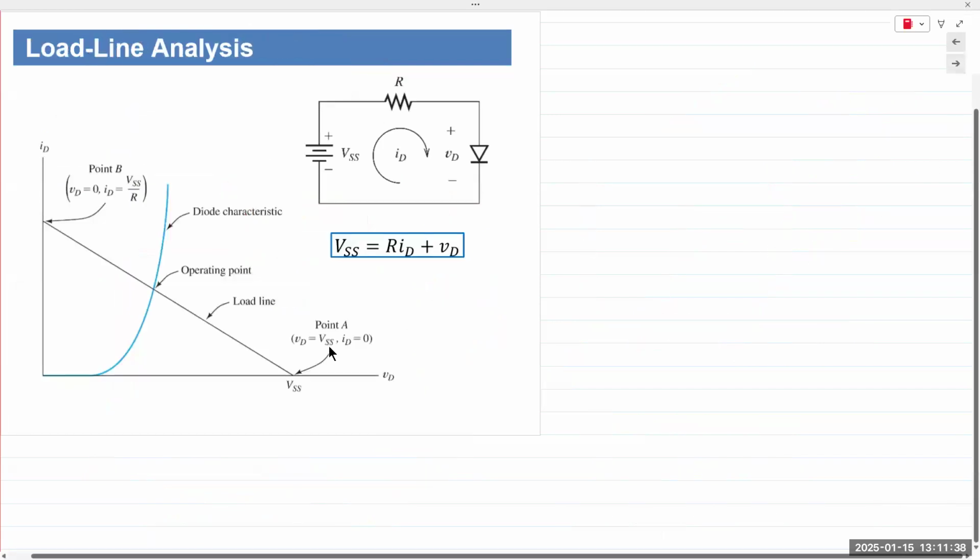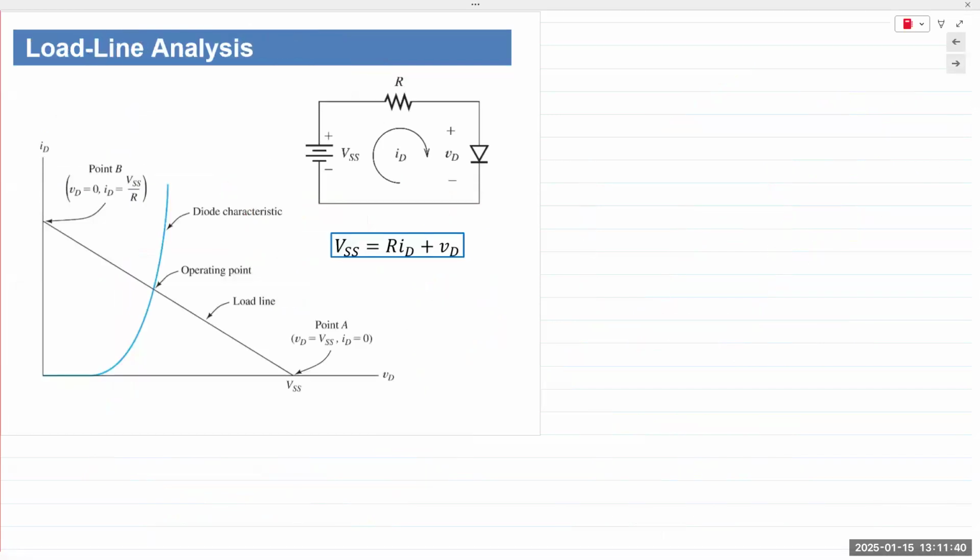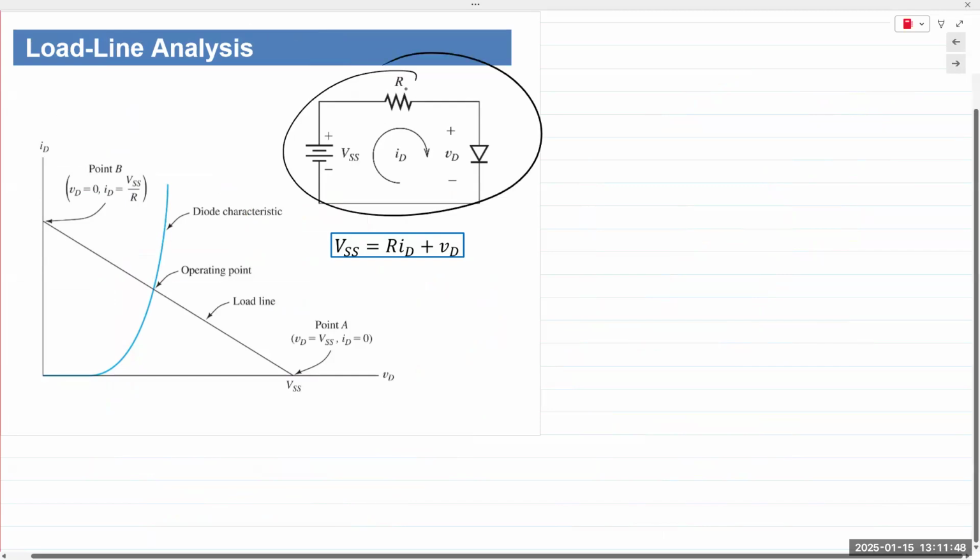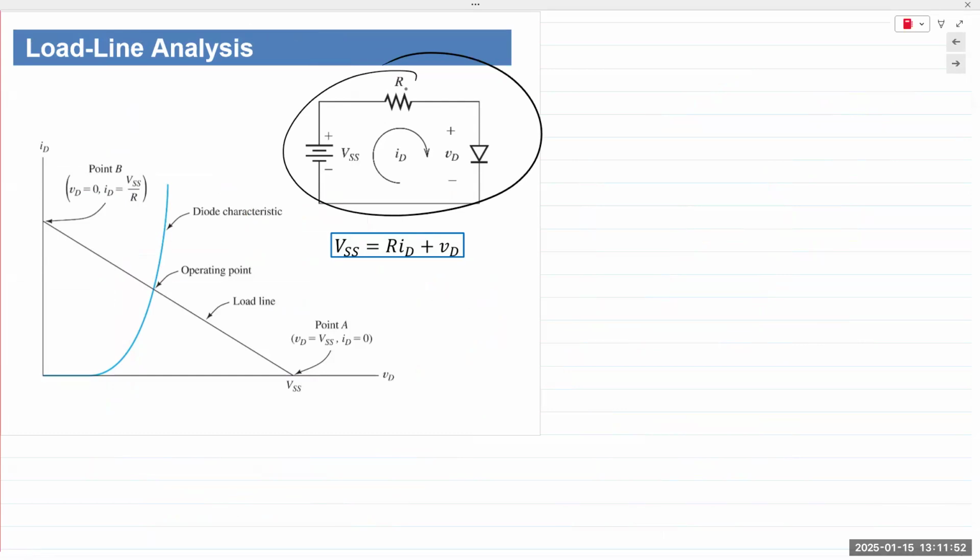Load line analysis. That is the first technique we are going to take a look at. So what is a load line? Here we have a simple circuit where we have a voltage supply VSS, resistor R, and diode D. Now, we have the diode characteristic that is plotted from the diode equation, right? This comes from the diode equation.